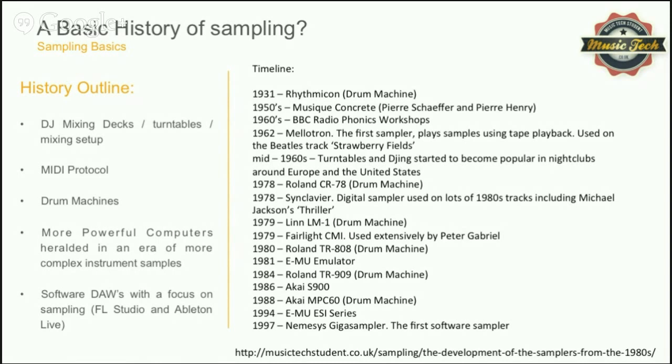So on the right hand side here, we've got a timeline of all the basic sampling that's happened, from the Rhythmicon, which was the first drum machine in 1931, and then you've got Musique Concrète, Pierre Schaeffer and Pierre Henry. And Musique Concrète is fantastic. It was one of the studies that we did at university, actually, along with the BBC Radiophonics.